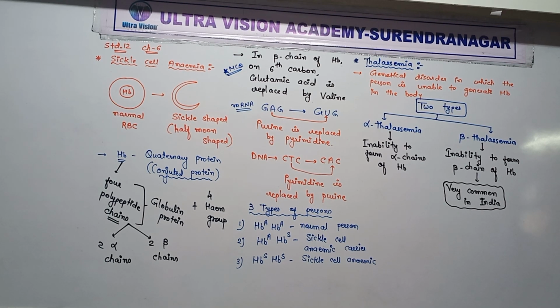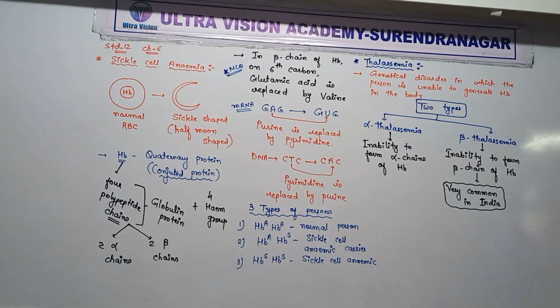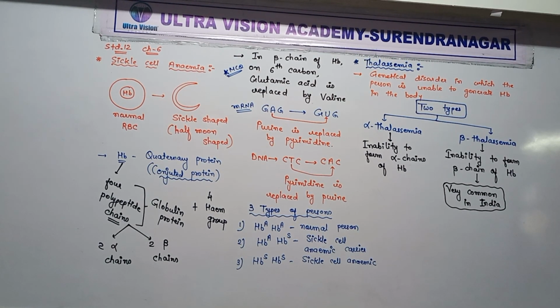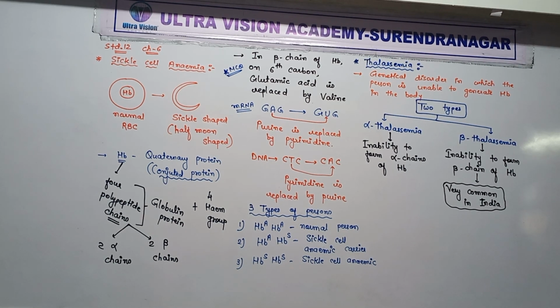Whereas in beta thalassemia, the HBB gene, only one gene is present in one parent. So 2 genes are affected in beta thalassemia, HBB. So the single HBB gene is present on the 11th chromosome of each parent.